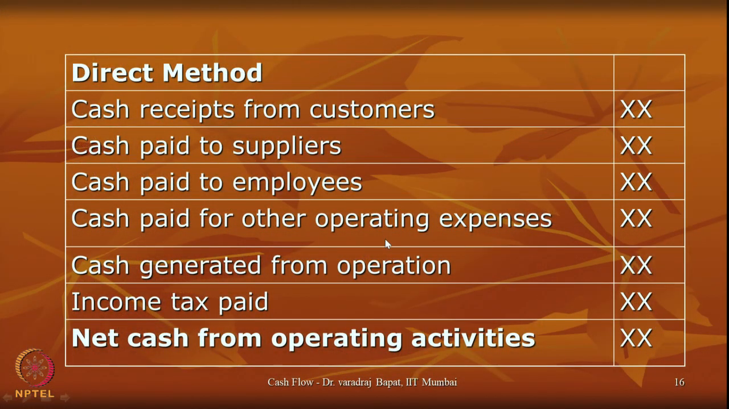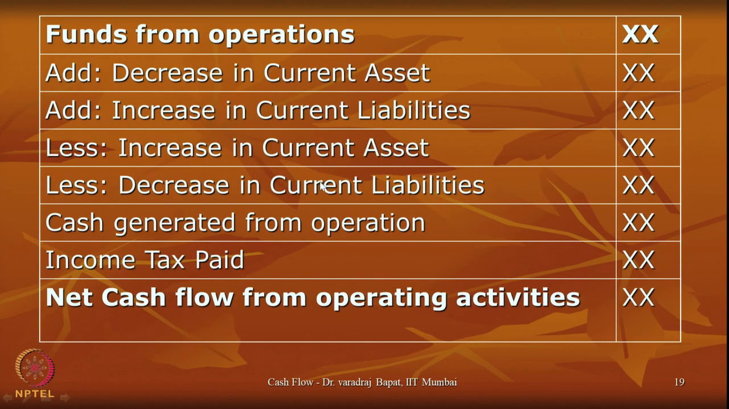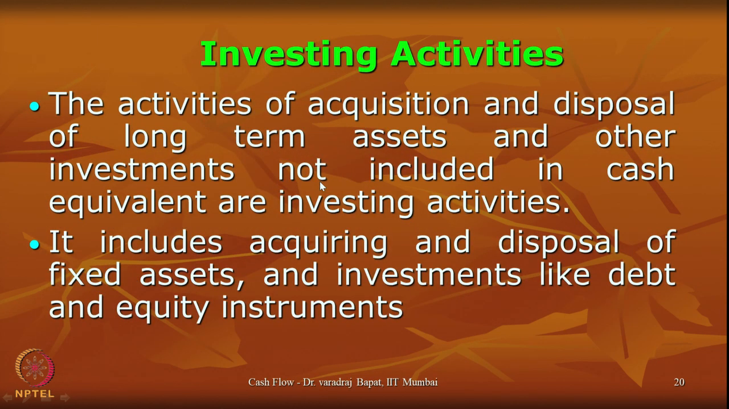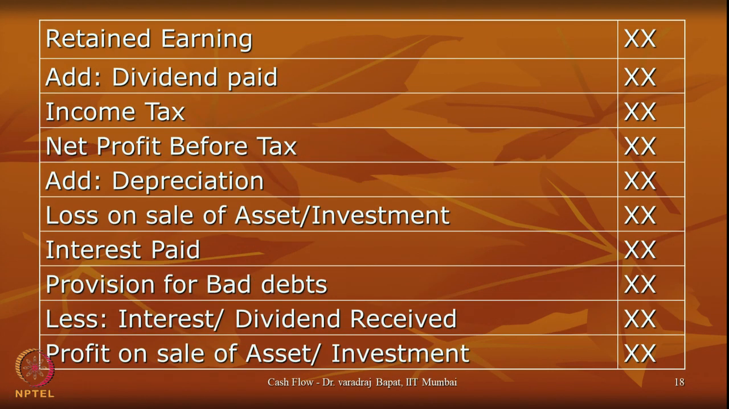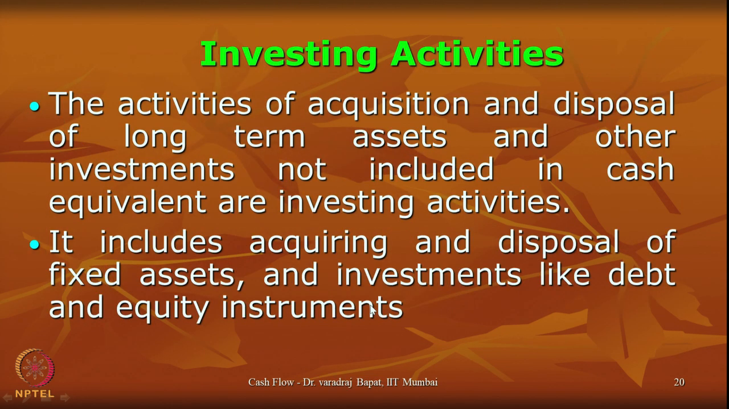Now, the challenge in operating activities was that it can be calculated by the direct method, so have a look at this format, or it can also be calculated by the indirect method, that is starting from P&L, we have to list out certain activities which are non-operating or non-cash. And then we also list out working capital items to get cash flow from operating activities.